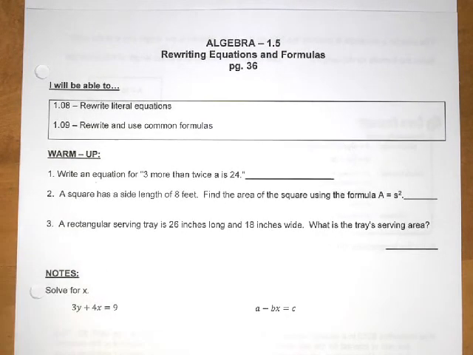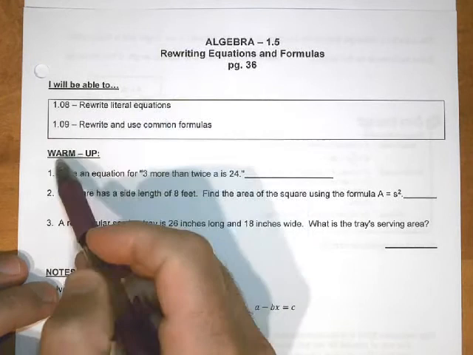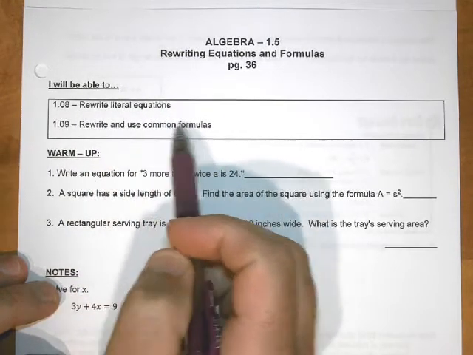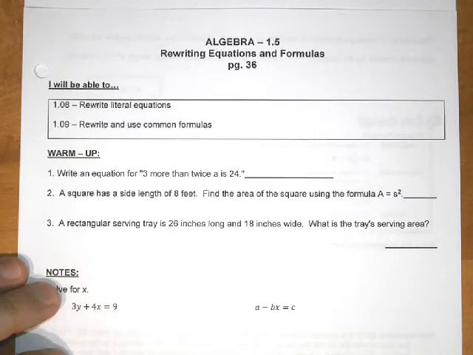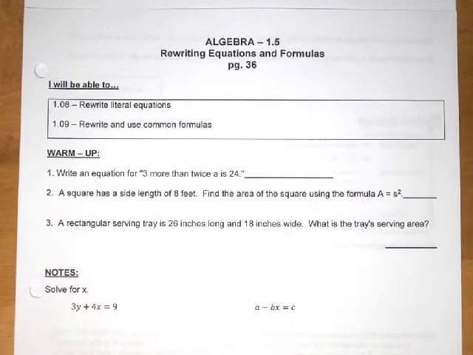We have our Algebra 1.5 notes here, rewriting equations and formulas. A couple of things we'll be looking at: what you will be able to do is rewrite literal equations and rewrite and use common formulas. We're going to look at some nice common formulas out there in the world that we use on a regular basis. First things first, we're going to answer the warm-ups and go through those. They prep us a little bit for what we're going to do in these notes.